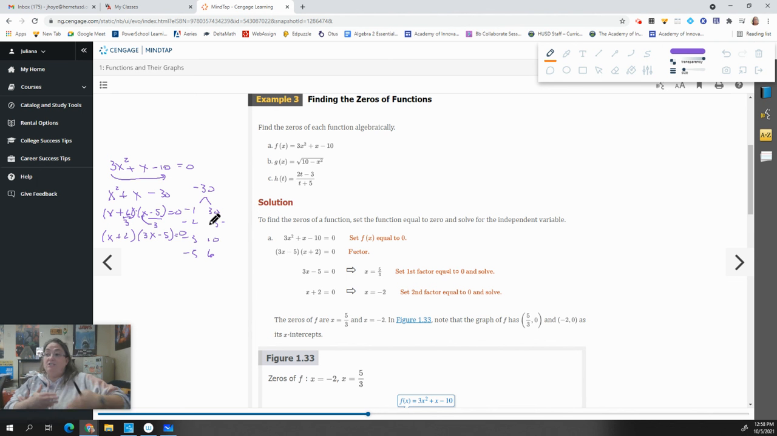And now I can set each of those factors equal to 0 to find out what my zeros are, right? Because if this unit right here equals 0, when I multiply it times this, the whole thing becomes 0. And if this grouping right here equals 0 and I multiply it times this, the whole thing becomes 0. So we're just going to solve each of these. 3x minus 5 equals 0 gives us x equals 5/3. And then x plus 2 equals 0 gives us x equals negative 2. And so these are the zeros of this function.